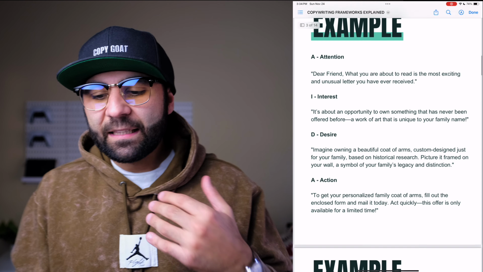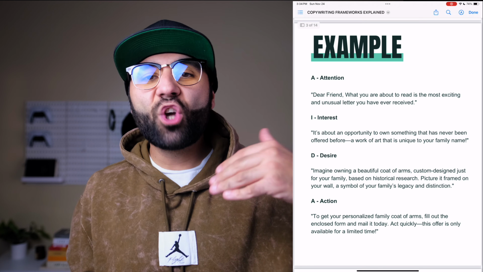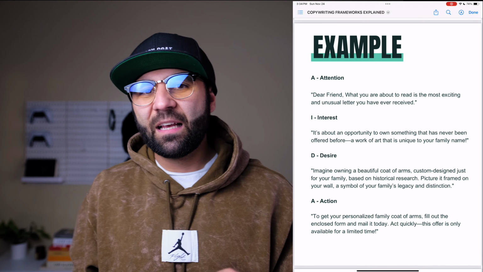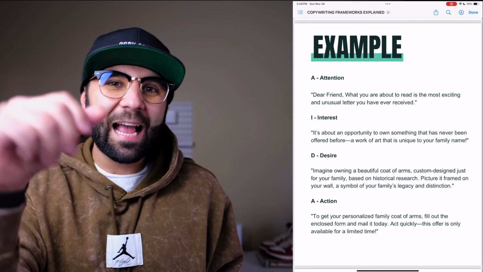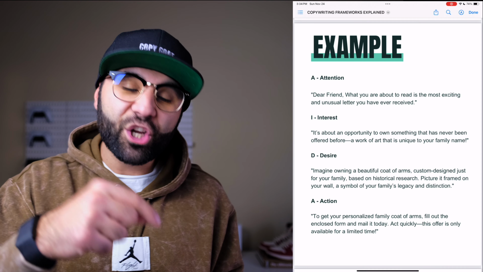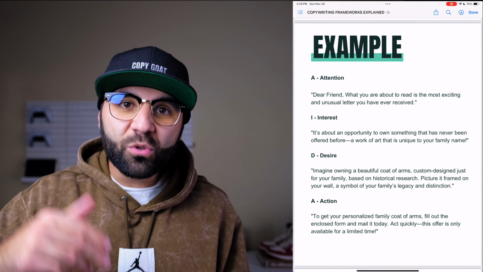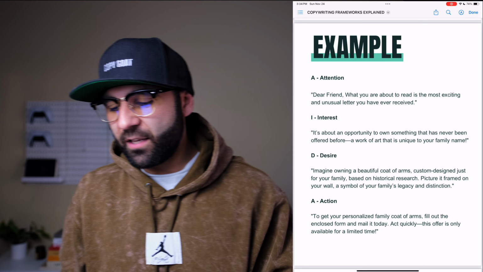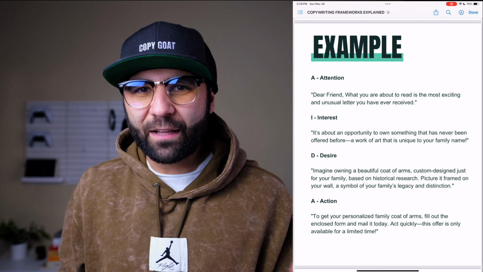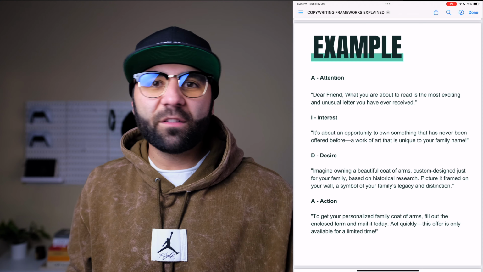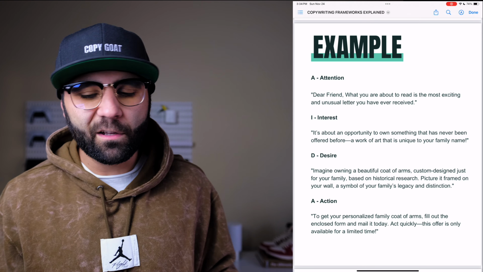Example number 1, this is Gary Halbert's coat of arms. It's some snippets out of his sales letter. So I'm gonna show you exactly how him, the legend, the GOAT of AIDA, used AIDA throughout his sales letter. And then I'll show you some practical examples of how it'd be used in context today on platforms like Twitter and LinkedIn and stuff like that.